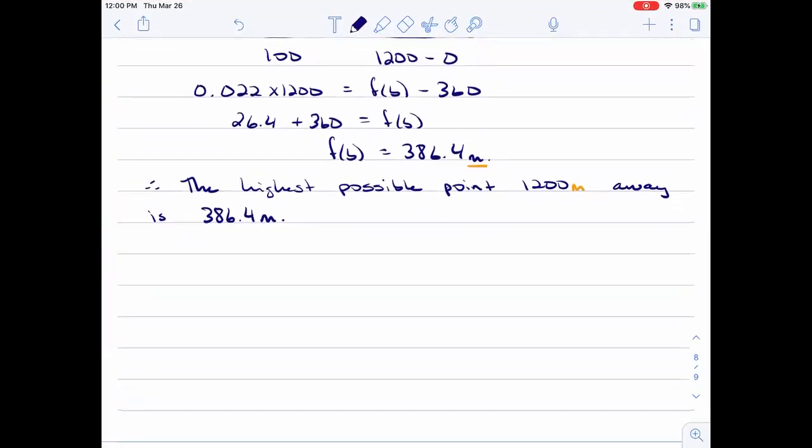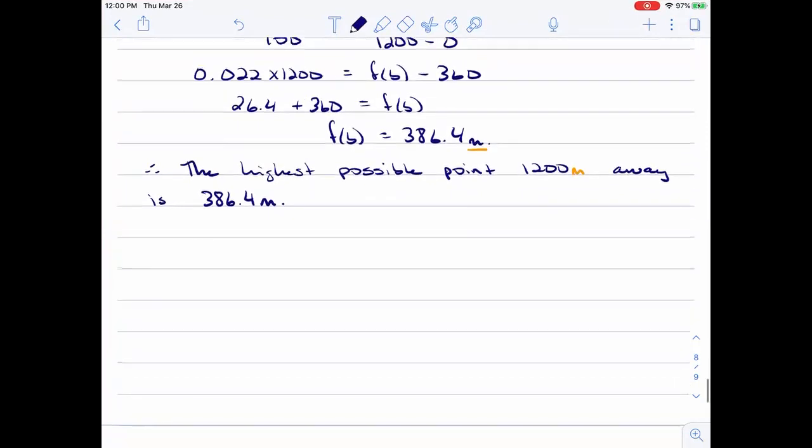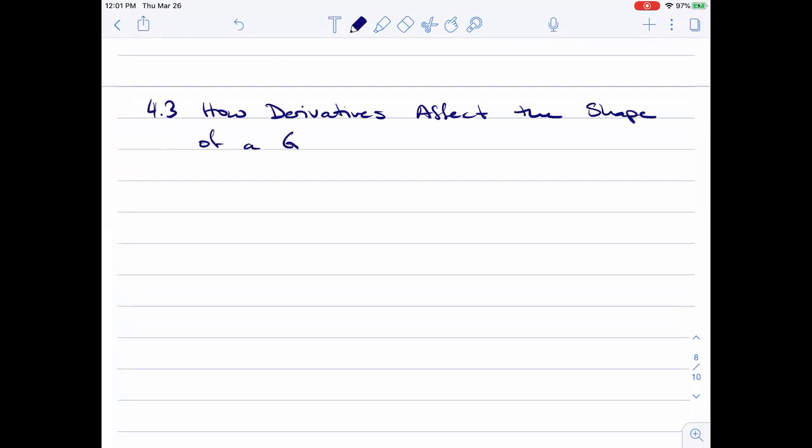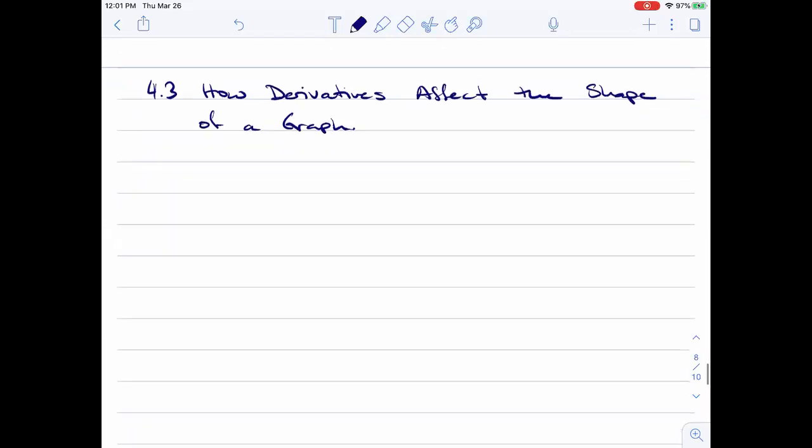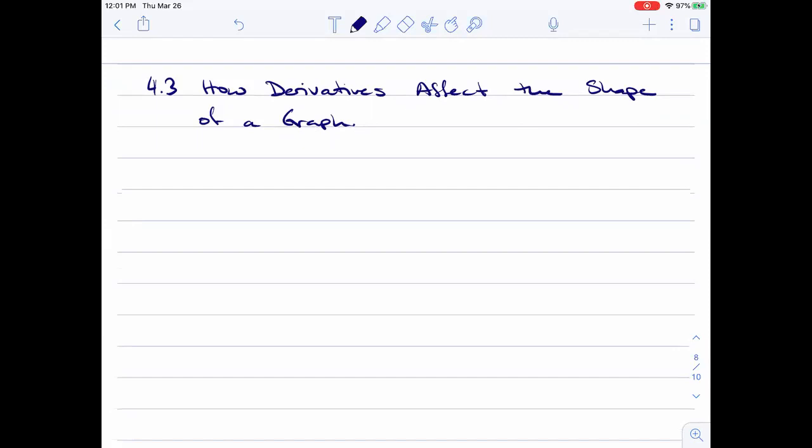So let's do section 4.3 then. Section 4.3 kind of moves, well, this is all looking at a graph too, but in 4.3 we're going to talk about how derivatives affect the shape of a graph. We've actually already talked about this when we first started talking about the derivative, so a lot of this is not really new. Especially the first derivative; it's not until we get into the second derivative that it might be a little bit newer. But we'll start with the first derivative.